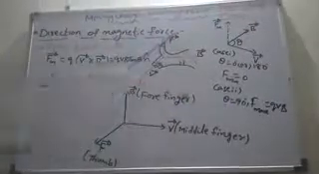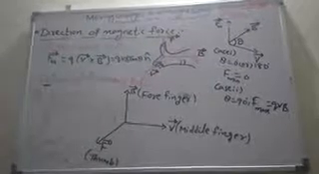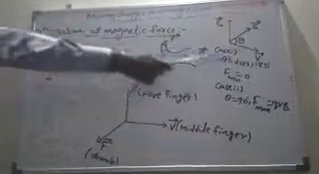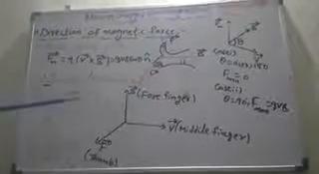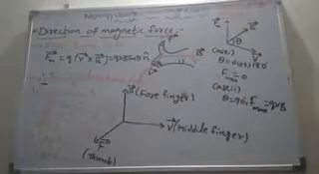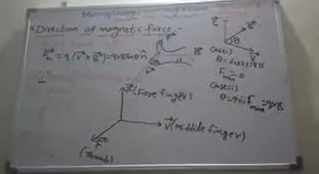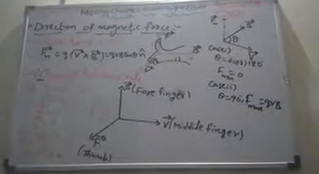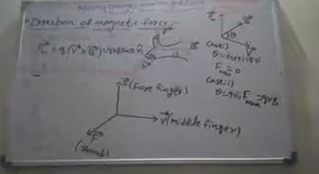At what angle between the velocity of the charged particle and the magnetic field does the minimum magnetic force act? That is theta equal to 0 or 180, where the velocity and magnetic field are parallel to each other. The minimum magnetic force is 0. If the angle between velocity and magnetic field is 90, the maximum force acts, that is Q into V into B. So this is very, very important.